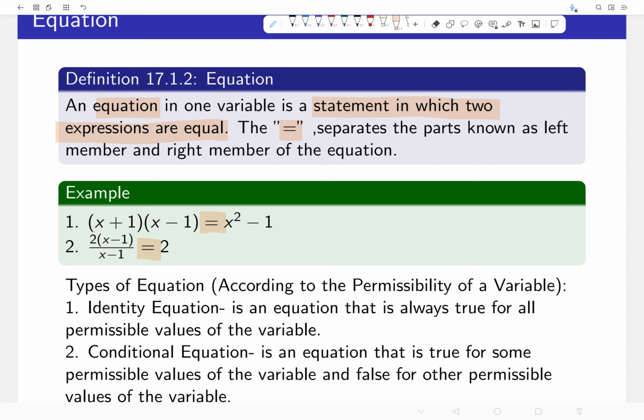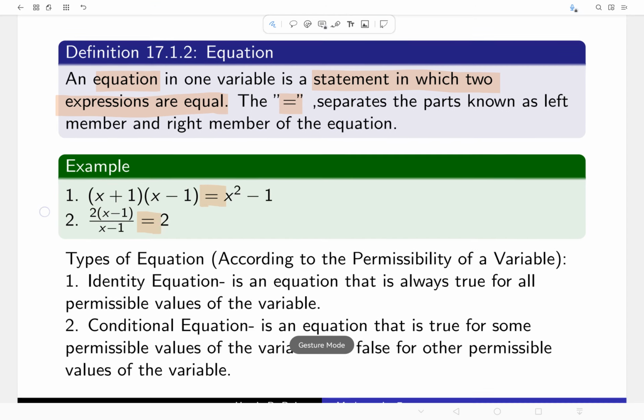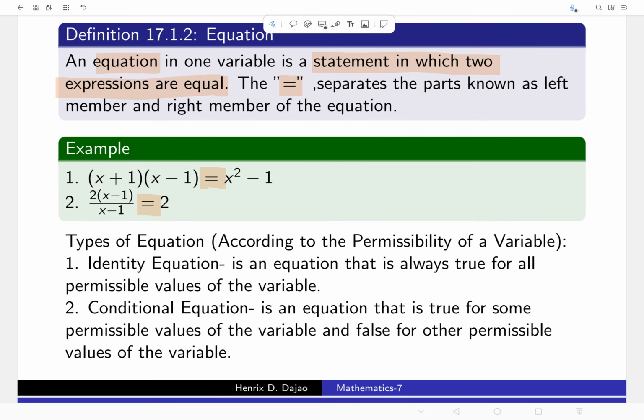Anyway, before we do that, let us learn the so-called types of equation according to the permissibility of a variable. We have two types of equation according to the permissibility. First, we have the so-called identity equation, and the second one is the conditional equation. What is this so-called identity equation?